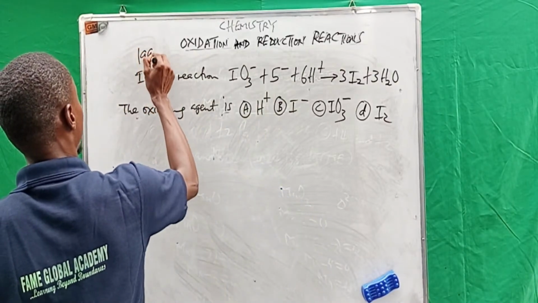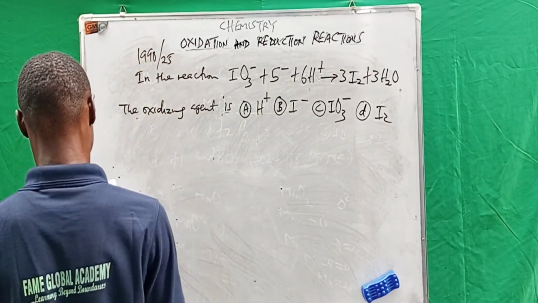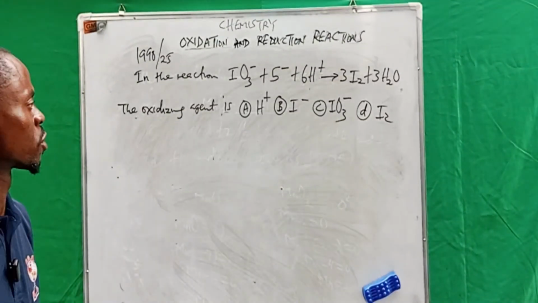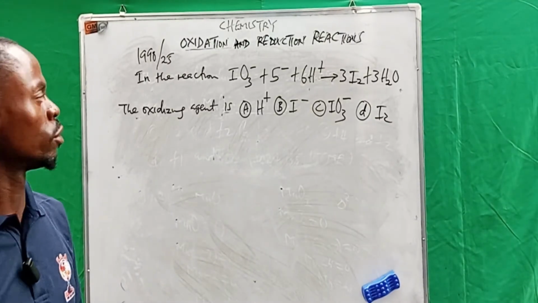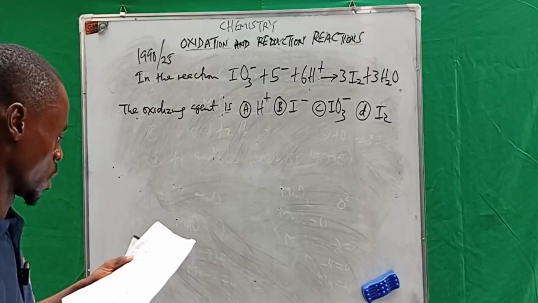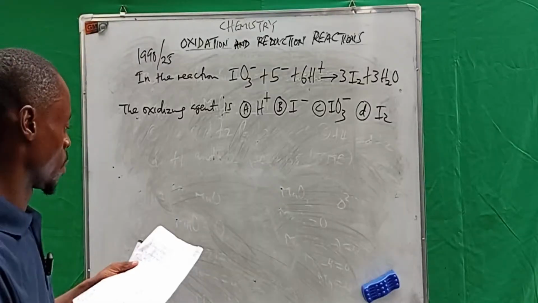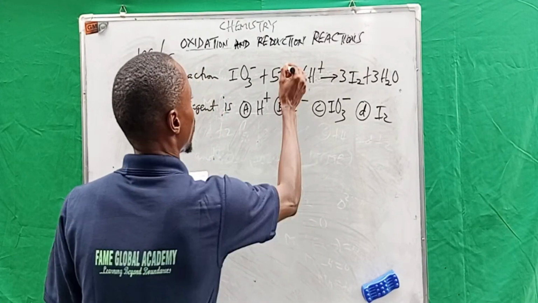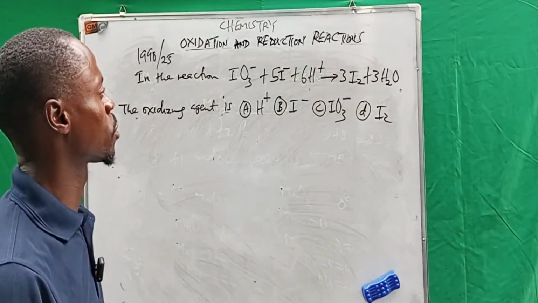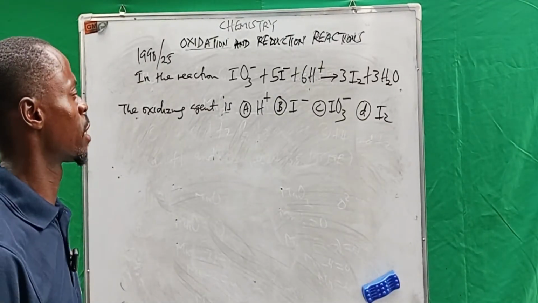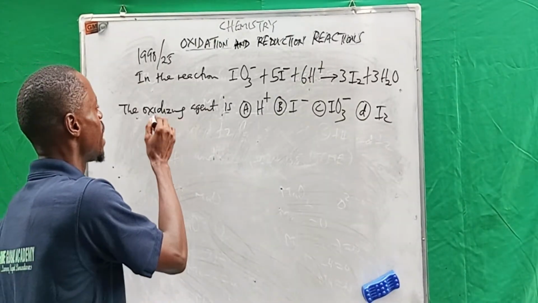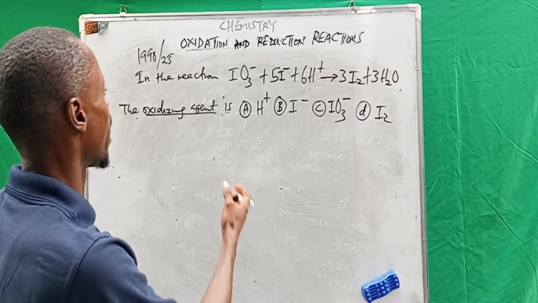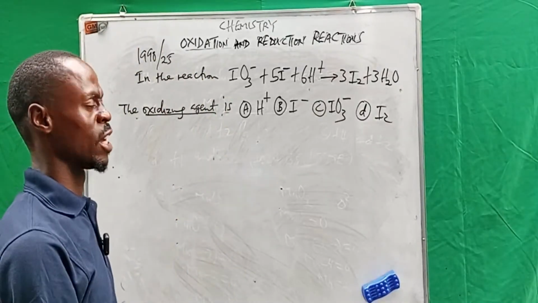1990, question number 25. All right, let's look at this question as we have it on the board. The question says, in the reaction, IO3 minus plus 5I minus plus 6H plus to give 3I2 plus 3H2O, the oxidizing agent is. So we are simply asked to find the oxidizing agent in this reaction.